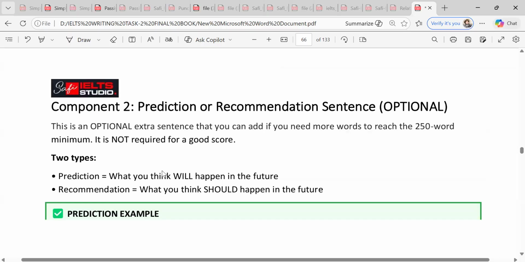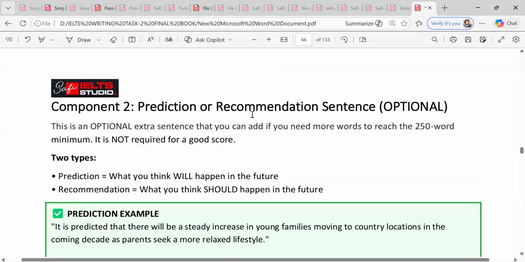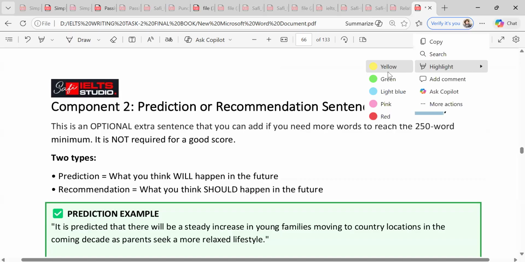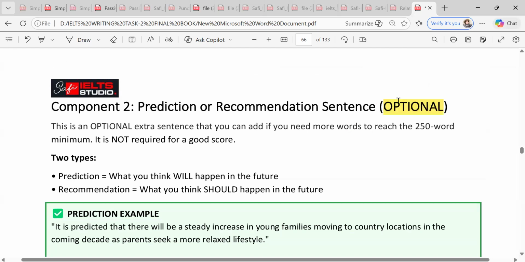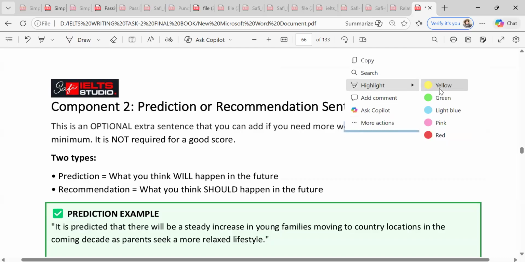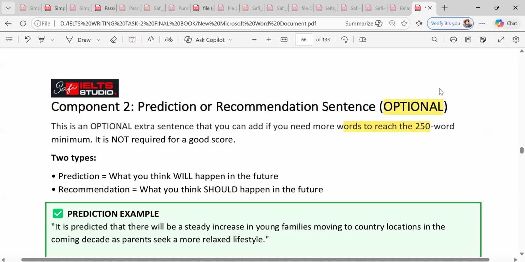Then it comes to the second component, the prediction or recommendation sentence. This is the second component, but it is optional. Why is this optional? This is something extra. It is an optional extra sentence that you can add if you need more words to reach 250. For example, you completed your conclusion paragraph, but you feel that you're short of words, 20 words, 10 words, 15 words. You have completed 235 words and you're short of 10 words.